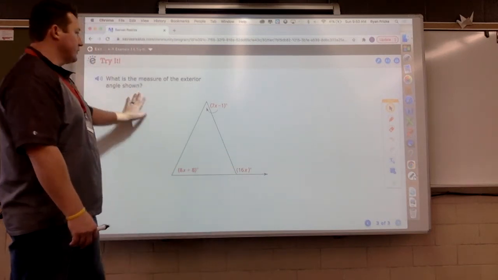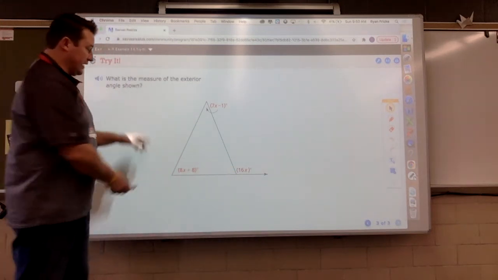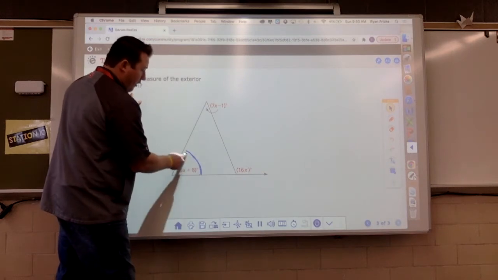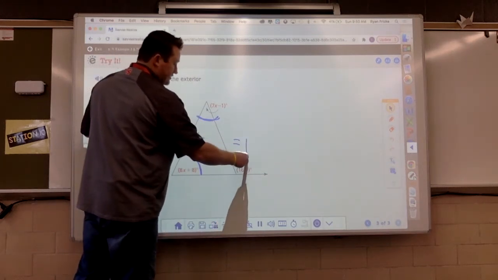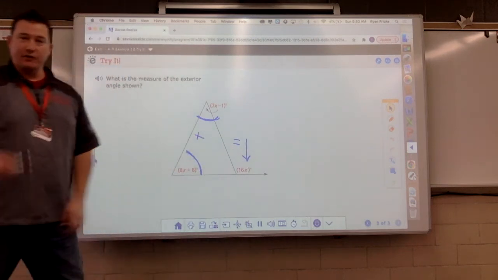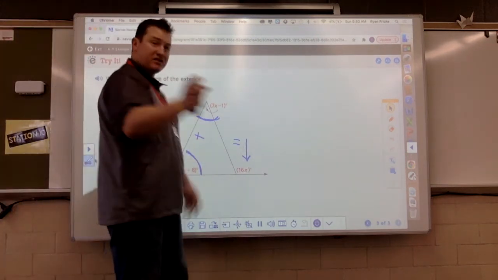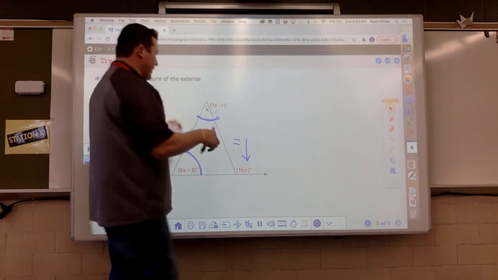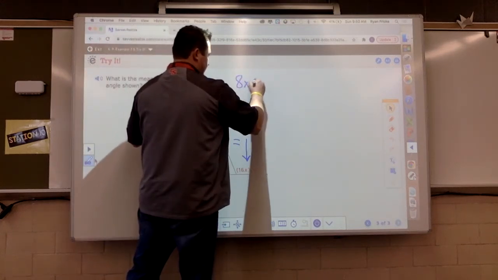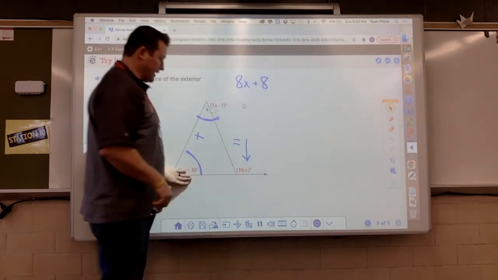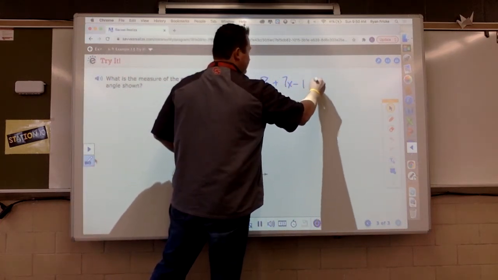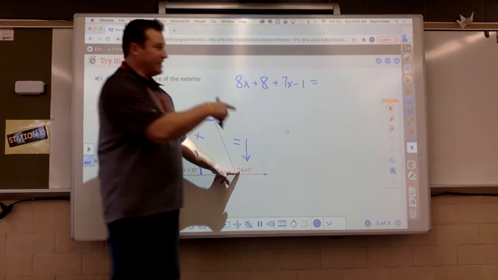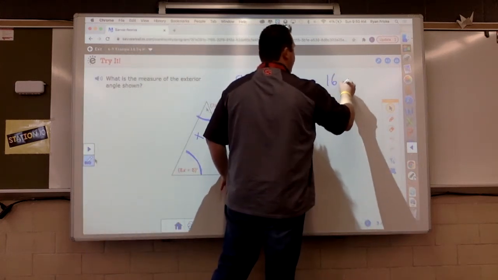Okay, you guys ready to write a big old equation? Again, it's going to be this angle here plus this angle here equals this angle here. If you want to give writing that equation a shot, pause the video. If not, here we go. 8x plus 8, that's this angle. We're going to add the other one to it, 7x minus 1, has to equal 16x.